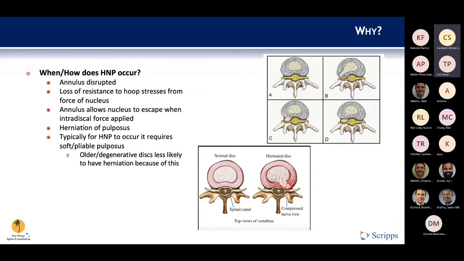When and how does HNP occur? The annulus gets disrupted. You get loss of resistance to the hoop stresses from the force of the nucleus, and then the nucleus is allowed to escape via the annulus when intradiscal force is applied, and you get herniation of the pulposus. It requires typically a soft and pliable pulposus. Older degenerative disc, less likely to have herniations because of this. These are just some images showing how that can occur.